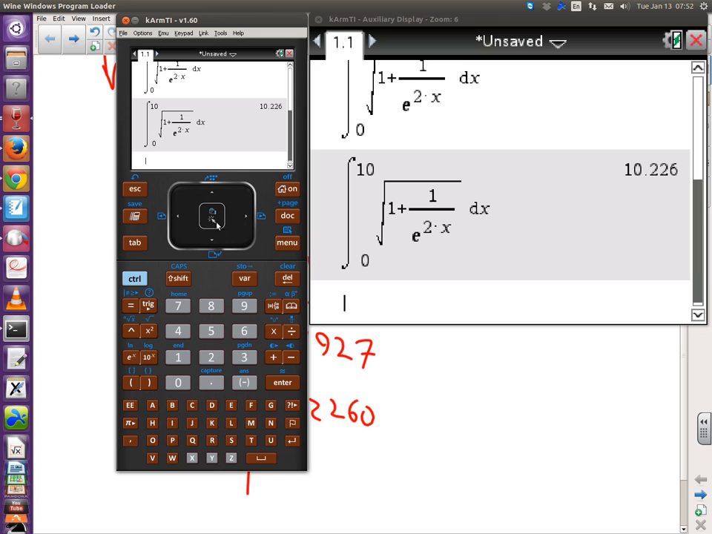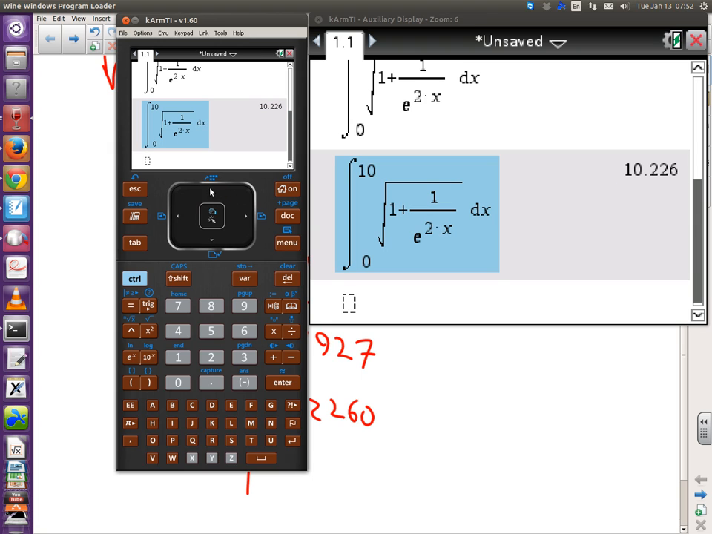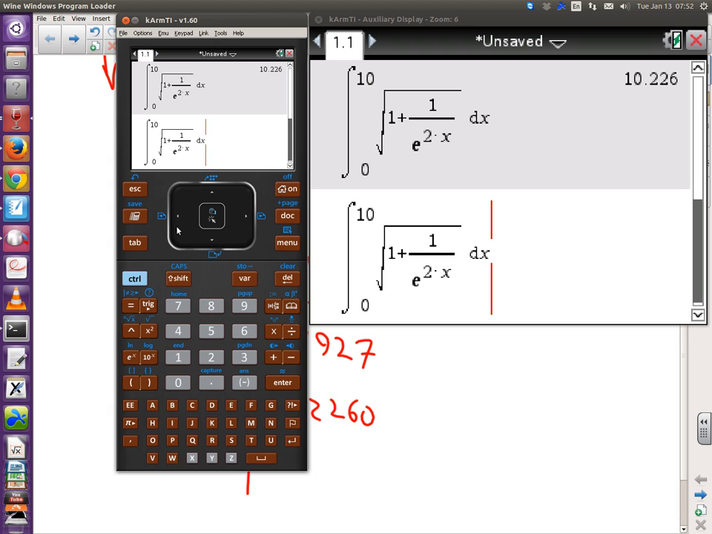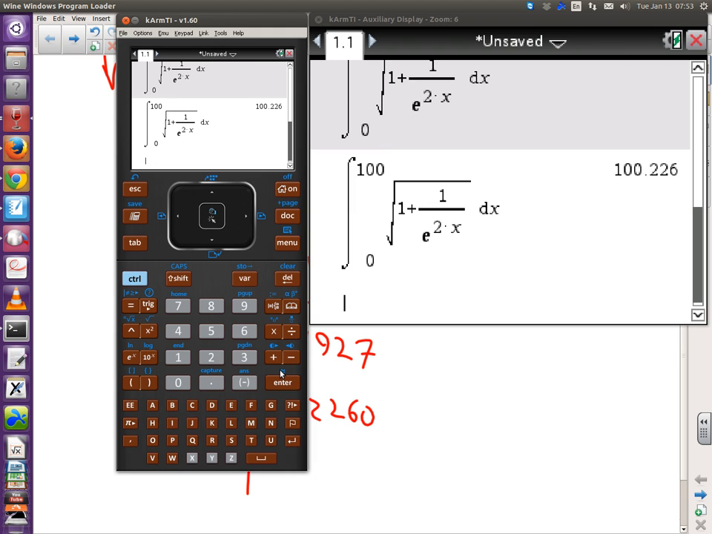Alrighty. So, let's capture this again. Whoops, not this. This. There it is. And change that to 100. I should have probably made that a variable A or something. Just change A. Make it quicker. And control enter. And it's 100.2260. It's in fix 4, so there's a 0 there.